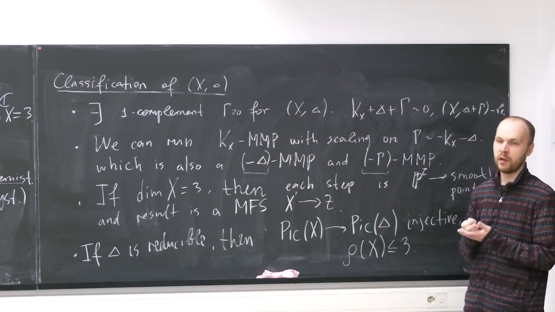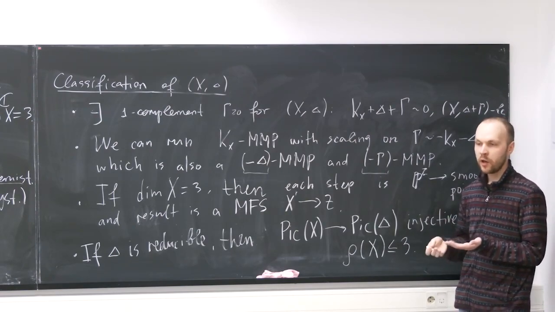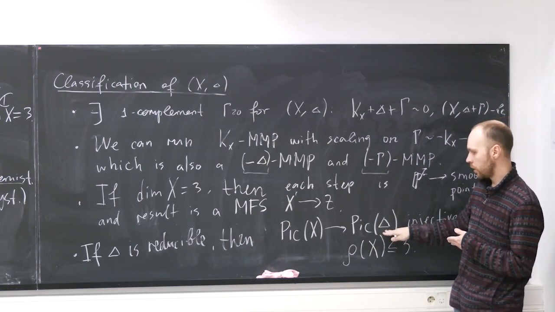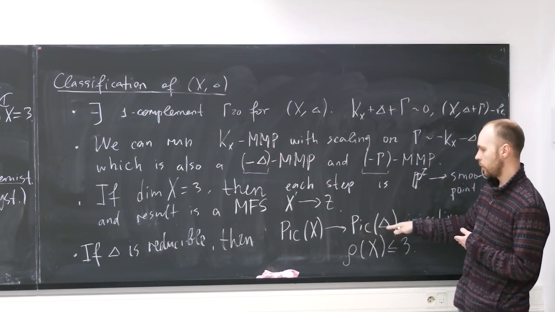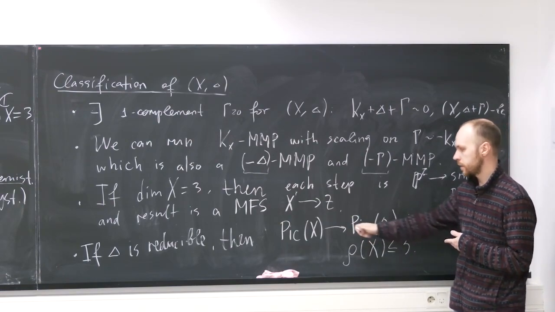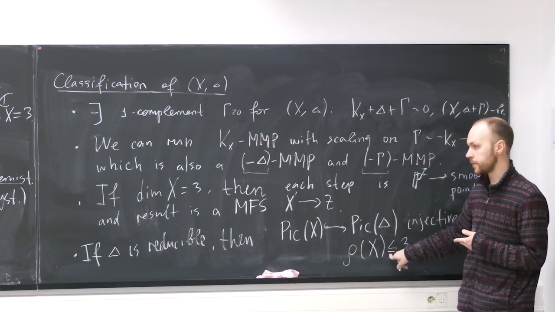So how can this be proven? Well, we know the classification of such pairs in dimension 2. We know how they can be glued. And then we know what we can have for the Picard group of delta. And since this is an injection, we get this.